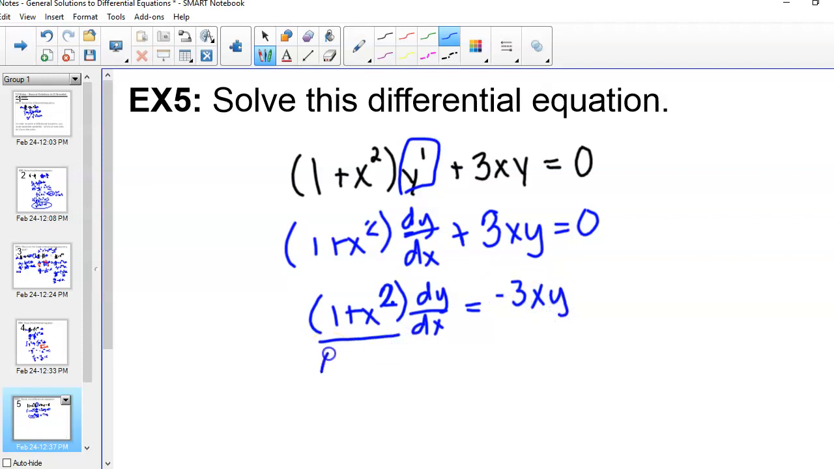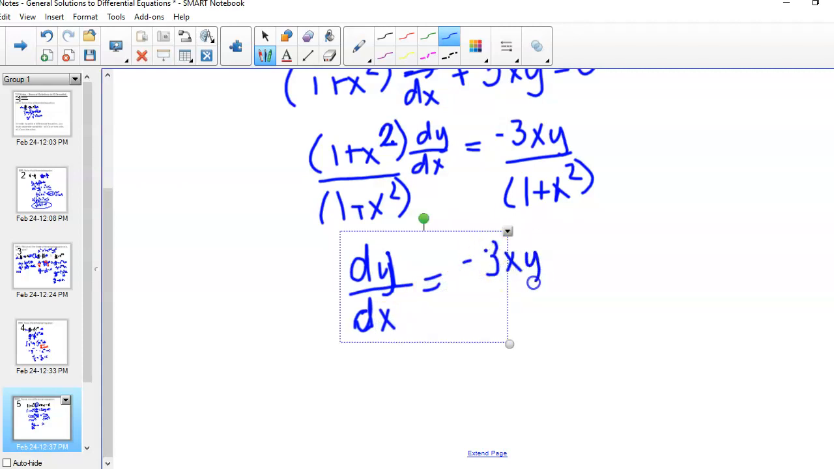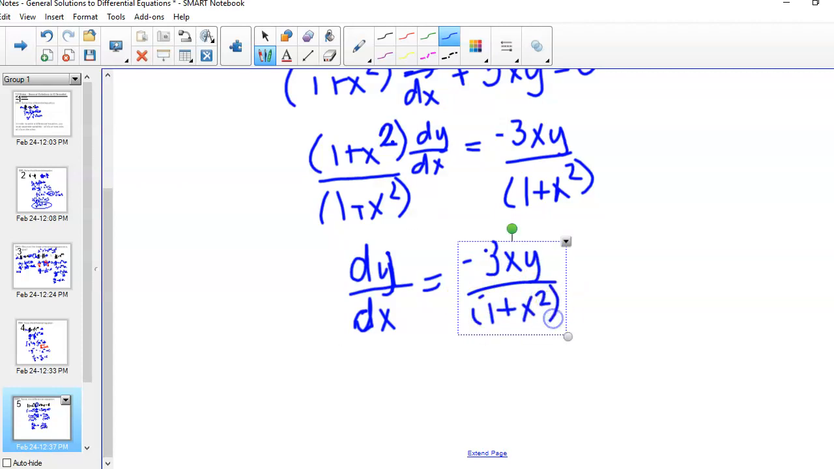And then I'm going to go ahead and divide by this 1 plus x squared here. So when we do that, we get dy over dx equals negative 3xy over 1 plus x squared. And so at this point, we want to multiply both sides by that dx, so we can move it over to the other side.